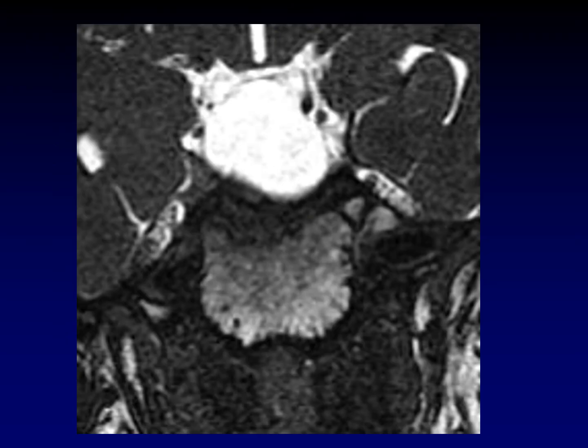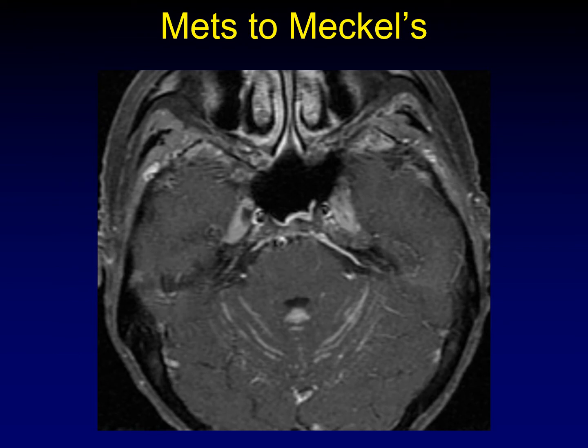Here's a coronal image, heavily T2 weighted, right through Meckel's cave. And what it shows us is the anatomic shape of Meckel's cave, but it also shows us that web of small rootlets that are traversing Meckel's cave and are going to coalesce into the Gasserian ganglion anteriorly.